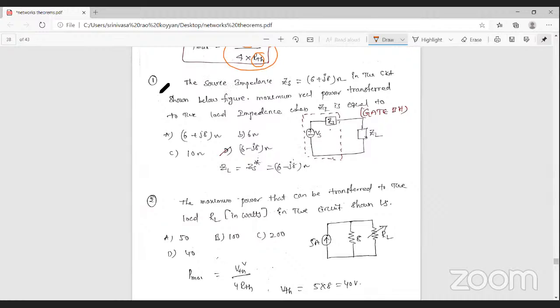So from this problem 1, the source impedance, that is ZS, is equal to 6 plus J8 ohm in the network shown in the below figure. Then what is the maximum power transfer to the load impedance?